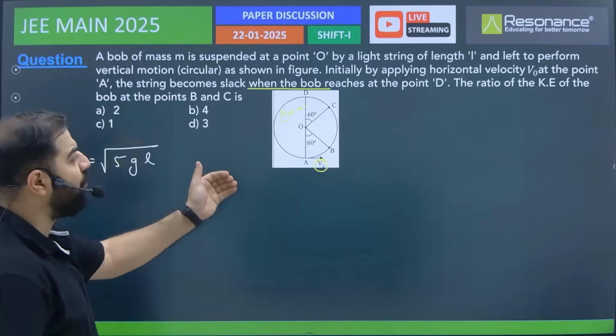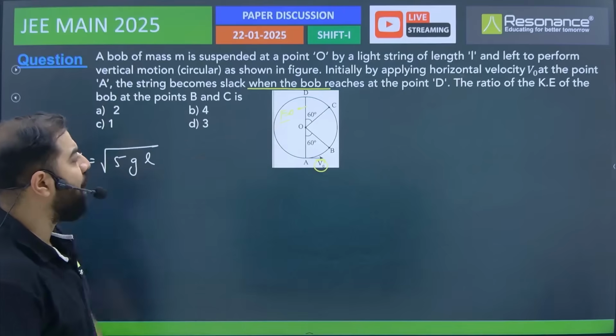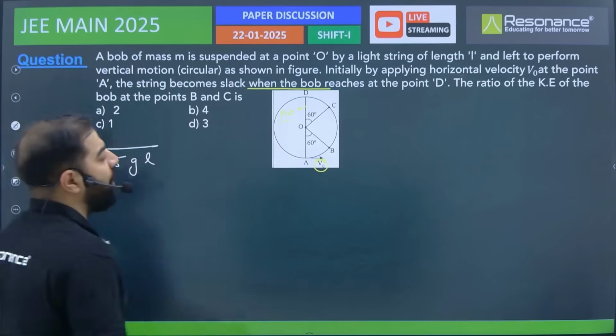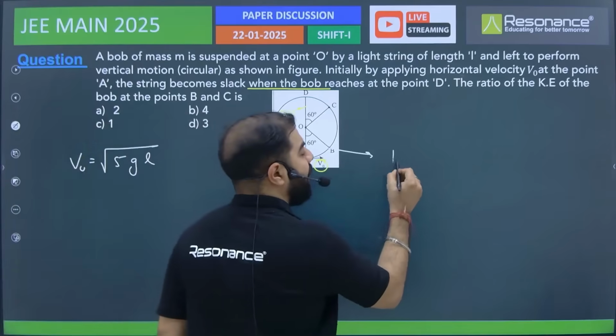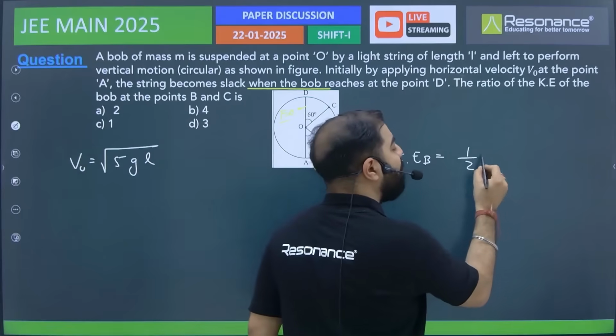and left to perform vertical motion as shown in the figure. Initially, by applying horizontal velocity V0 at the point A, the string becomes slack when the bob reaches the point D. Find the ratio of kinetic energy of the bob at the point B and C. So let's find the kinetic energy at point B.